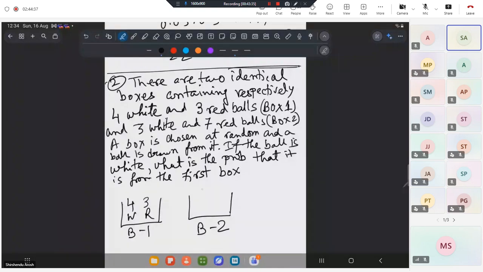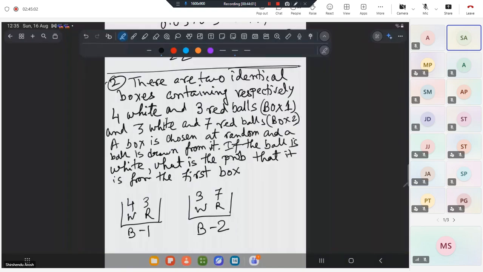Second case, you've got the three white and the seven red balls. Now one box is chosen at random, and a ball is drawn from it, and it comes out to be a white ball. So what is the effect? The effect here is the event that the ball drawn is a white ball. That is the effect, obviously.